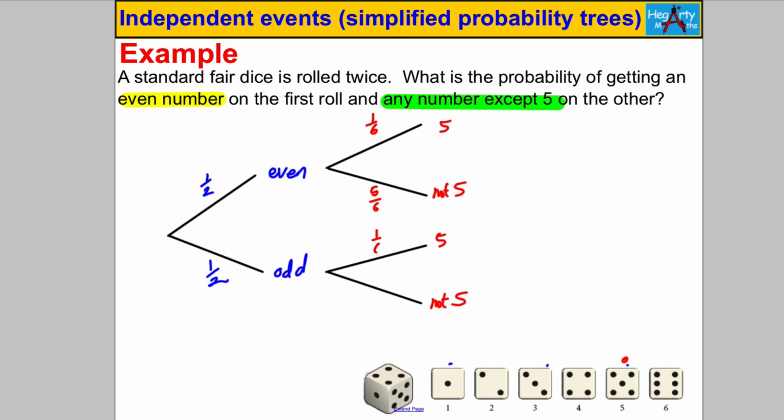And similarly here. Now it said to us in the question, what is the probability of getting an even number on the first roll and any number except 5? So we want an even number and anything that's not 5. So it would be this scenario here. So the probability of an even and not 5 would be a half multiplied by 5/6, which is 5/12. And we're done. Nice and easily like that.